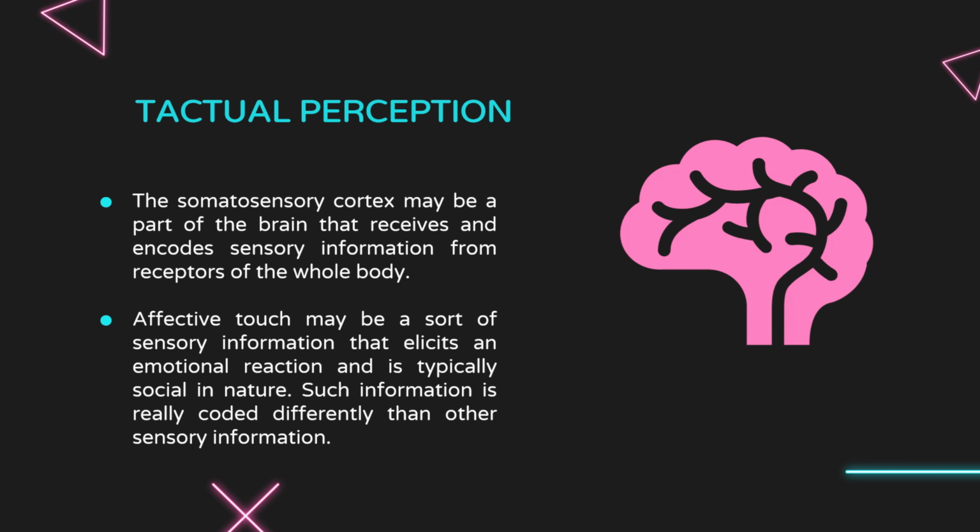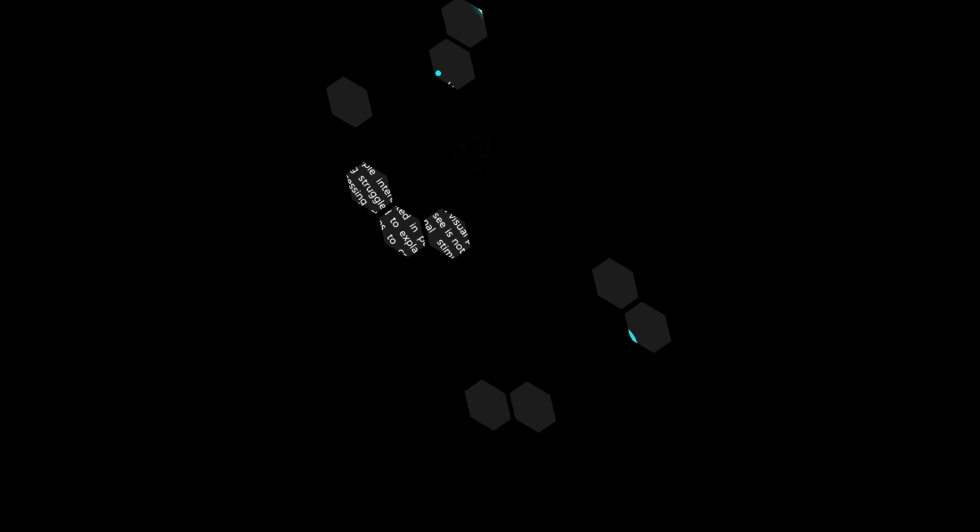Tactile perception. The somatosensory cortex is a part of the brain that receives and encodes sensory information from receptors of the whole body. Affective touch is a sort of sensory information that elicits an emotional reaction and is typically social in nature. Such information is rarely coded differently than other sensory information.